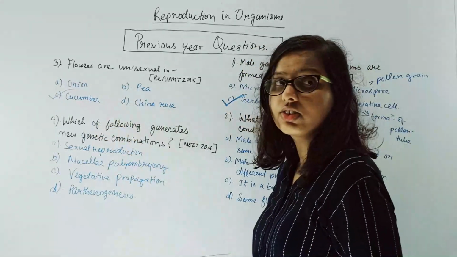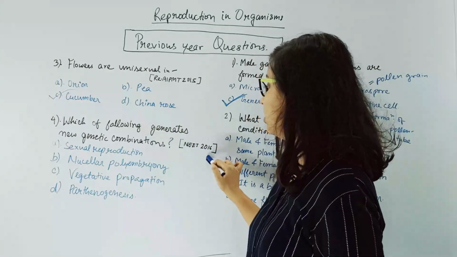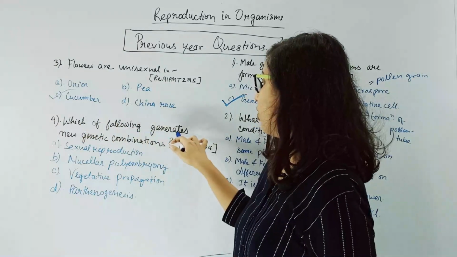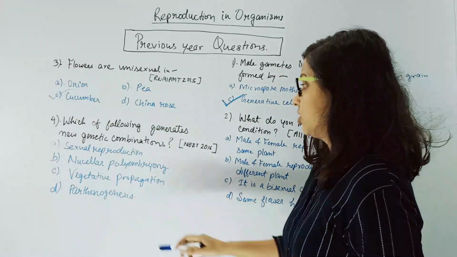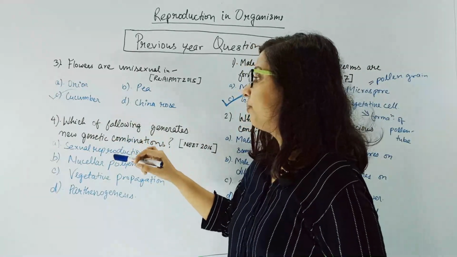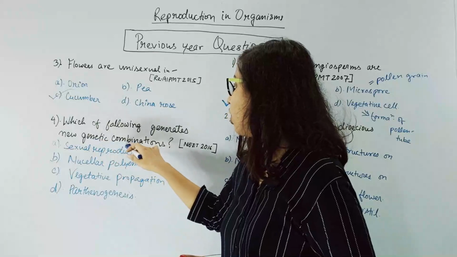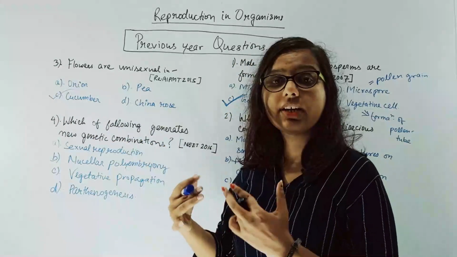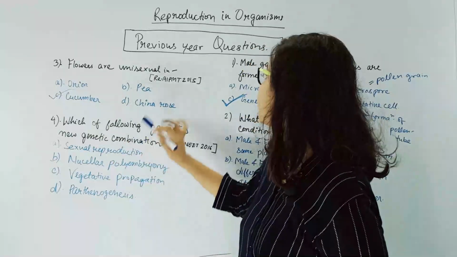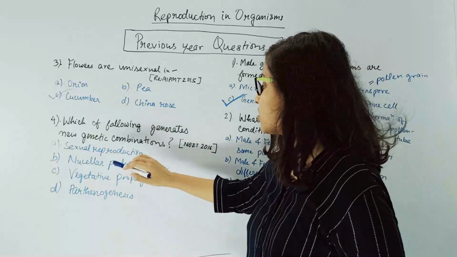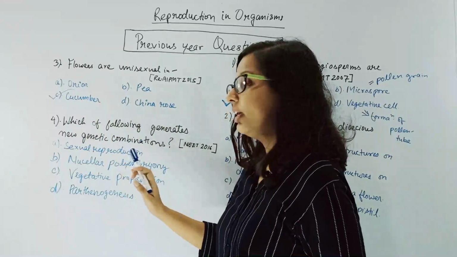Now let us come to the 4th question. This question is from NEET 2016. This is very recent. Which of the following generates new genetic combinations? Genetic combinations means combinations of genes. This thing you will better understand in the genetics chapter. But for now, since this question is from reproduction in organisms, you can see the options for which a new genetic combination has to happen.